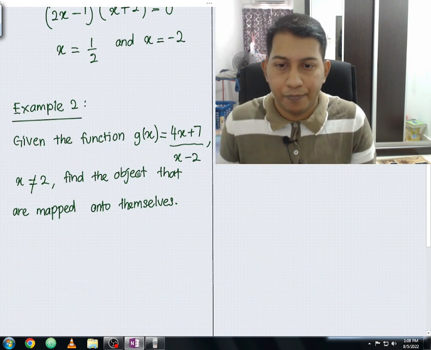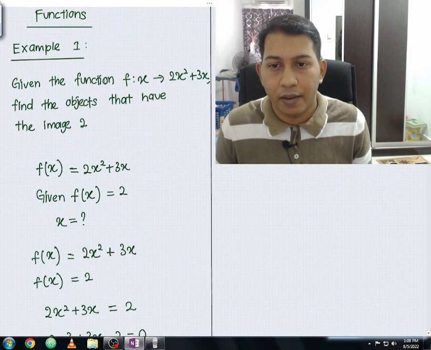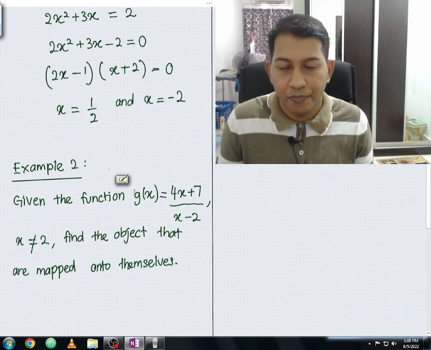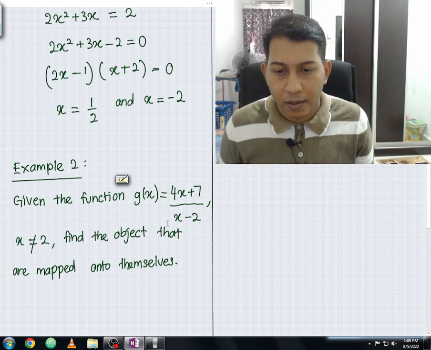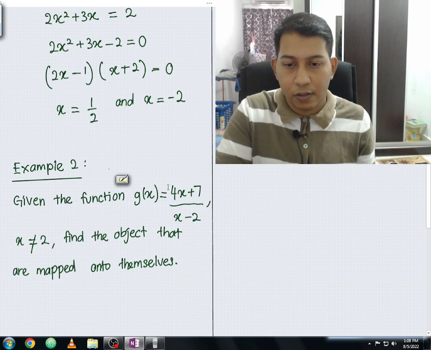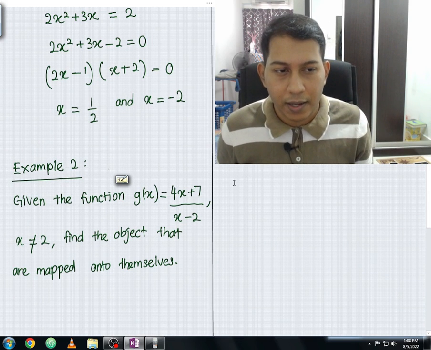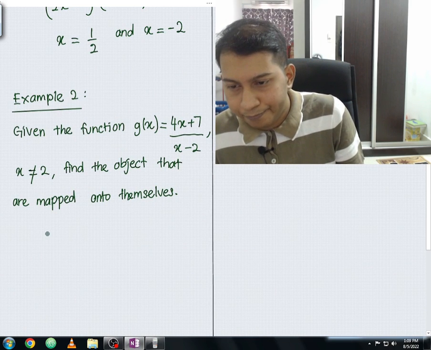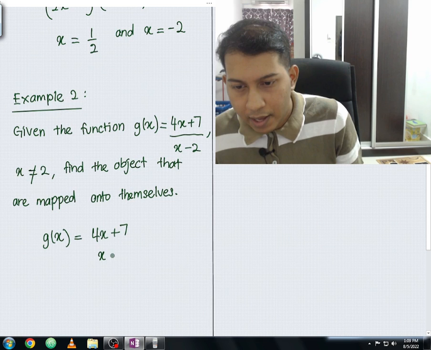First step, check. In the first example, you see your function is in the arrow format, f colon x, and then they have an arrow here. As you see over here, it's in the bracket form. So there are two types of notation over here. Mostly I prefer this way, guys. This way is easier, rather than using a colon, arrow, all that. So what you do, you copy this in your working: g(x) equals to 4x plus 7, and then you divide with x minus 2.